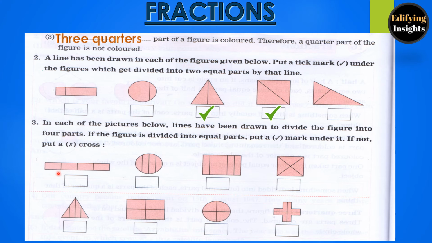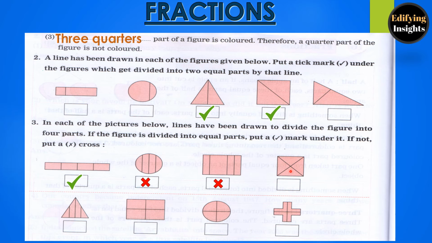In the first rectangle, we see that all the 4 parts are equal, so we tick. Here in the circle, we see that all the 4 parts are not equal. They are of different length and different size, so we don't tick, we cross it. Here this is also a rectangle. Here we see that 3 parts are equal, but 1 part is a little bigger, so it is not equal. All the 4 parts are not equal, so we cross it.